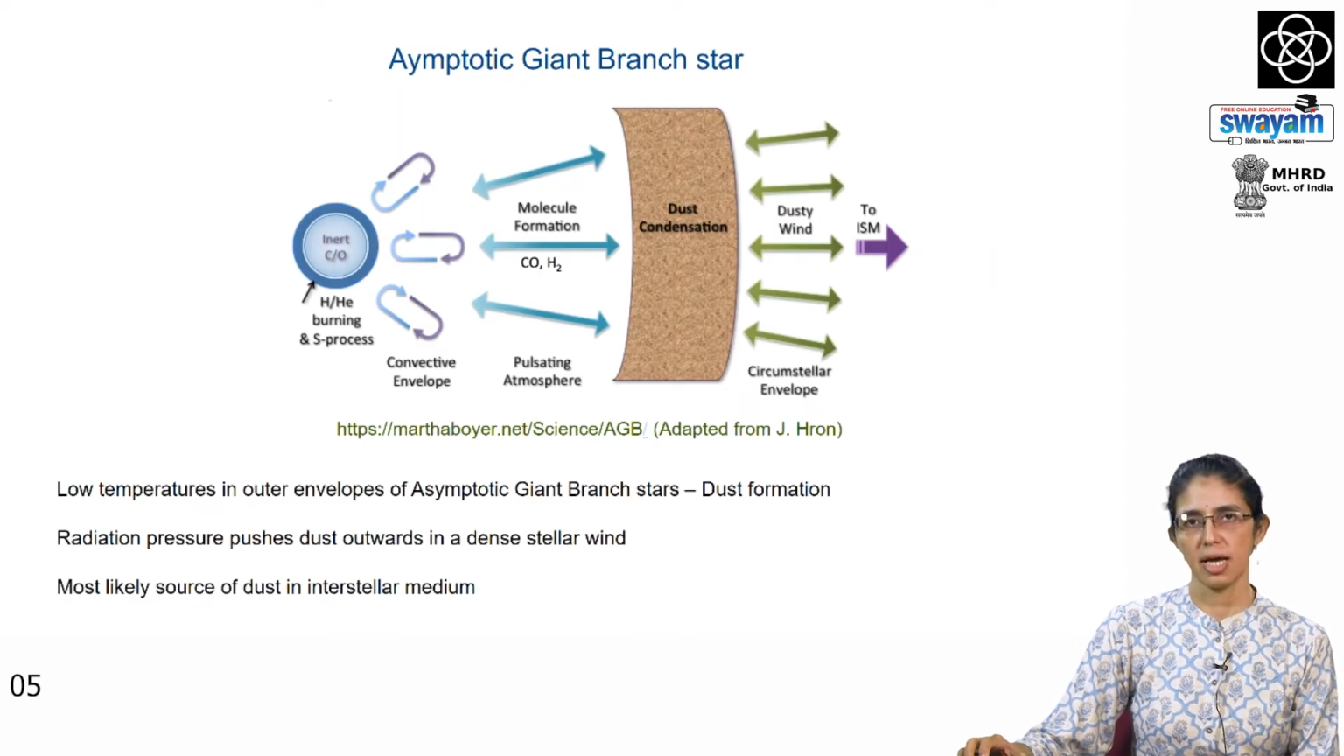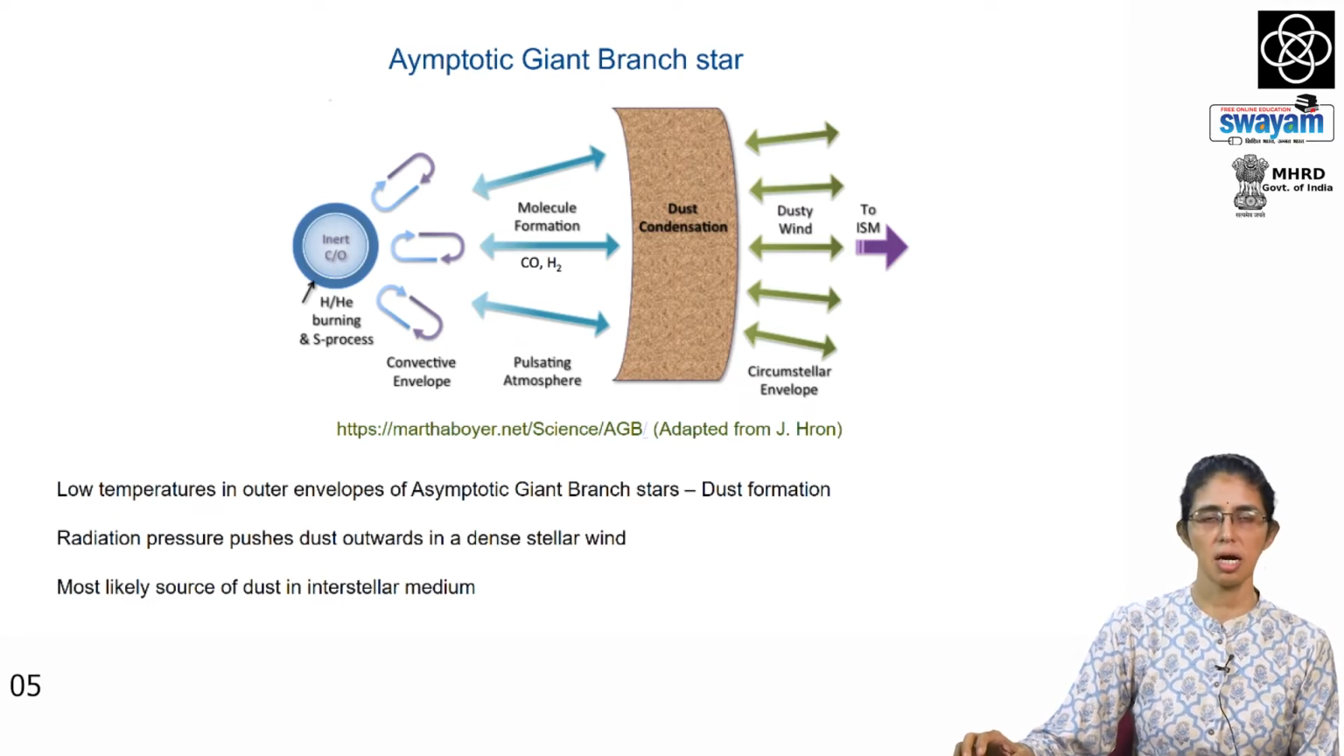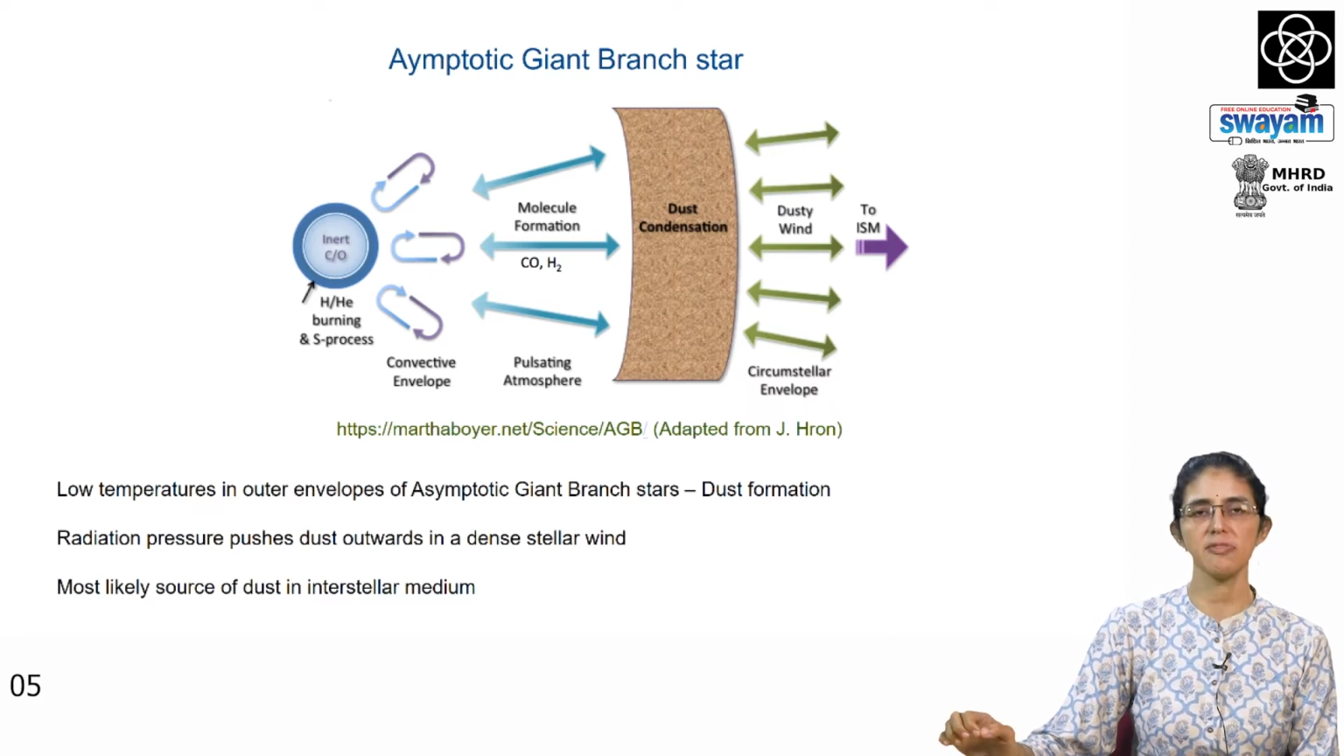Next, we come to the asymptotic giant branch stars. These stars have a very extended envelope, as explained earlier. One of the interesting things about these stars is that the outer envelope is so cool that not only are molecules formed, but it is believed that submicron sized dust particles are formed in the outer envelopes of the AGB stars.